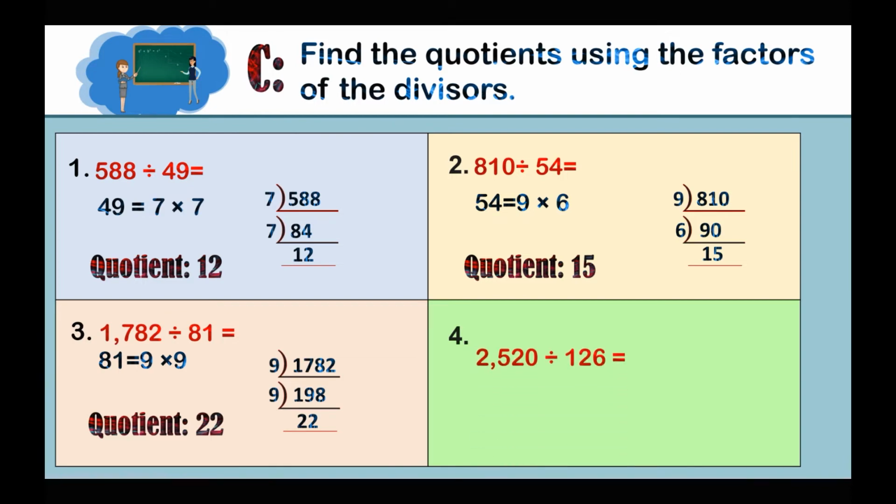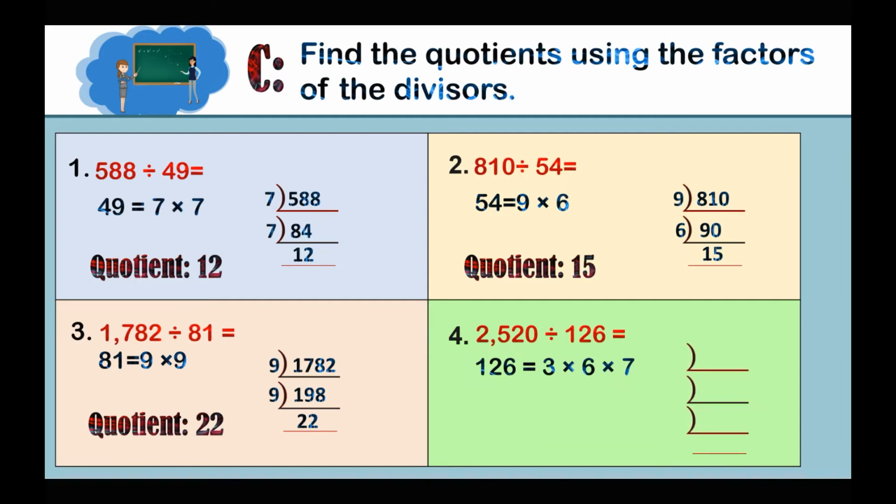Number 4. 2520 divided by 126. The factors of 126 will be 3 times 6 times 7. So 3, 6, and 7. 2520 divided by 3, the answer is 840. And then 840 divided by 6, the answer is 140. 140 divided by 7, the answer is 20. So 20 is our quotient for number 4.